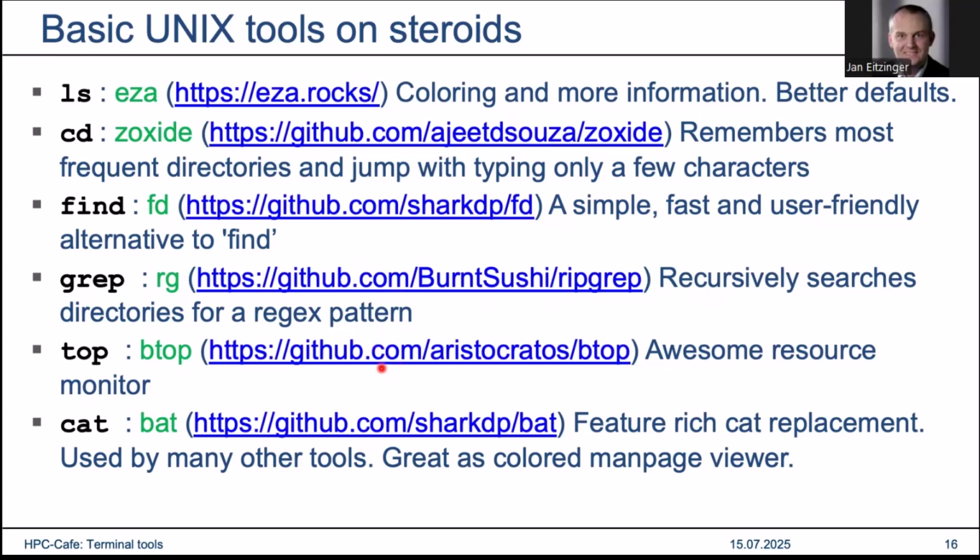Then for top, there is btop, and this is actually a C++ tool. This is really an awesome resource monitor. If you search for a cool resource monitor for the terminal, this is a very good choice. And finally, bat. This is a cat replacement, and I added it here because a lot of the other tools will actually use fd, ripgrep, or bat as helper tools. So to have those around is really helpful. You can also configure bat to be used as a colored man page viewer, so making the man pages colored.